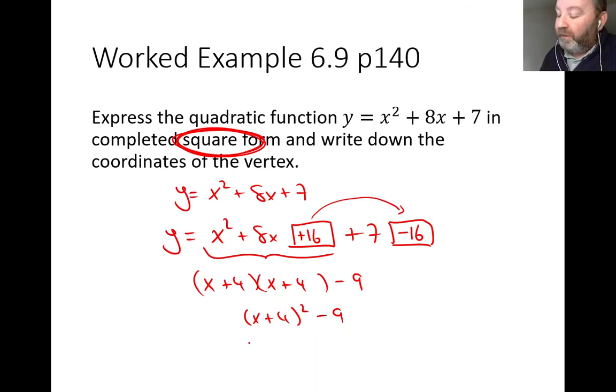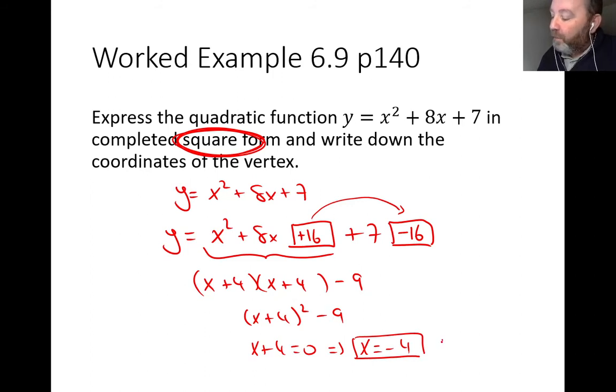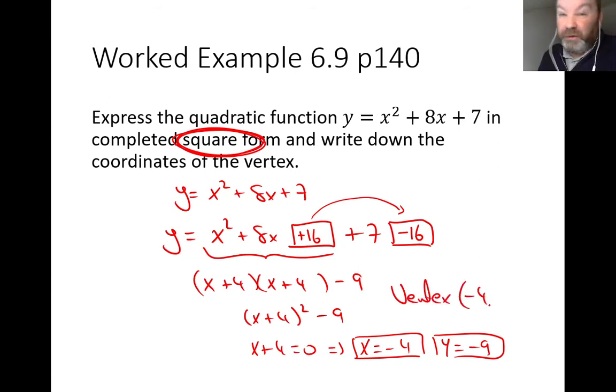Now, what's the vertex? Well, take x plus 4, set it equal to 0, and solve the equation. x equals minus 4. Take the last term, put that in there, y equals minus 9. So straight away, the vertex is (minus 4, minus 9), or the turning point is another way to explain that. And there will be an axis of symmetry, and the axis of symmetry is the solution to the x part in the brackets.